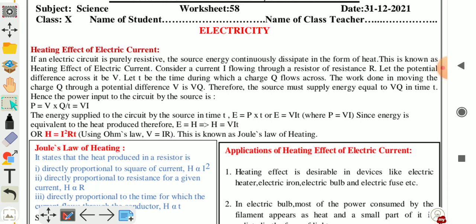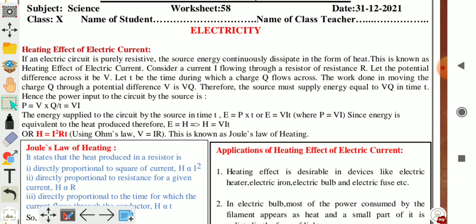In this worksheet we will discuss the heating effect of electric current. If an electric circuit is purely resistive, the source energy continuously dissipates in the form of heat. This is known as the heating effect of electric current.